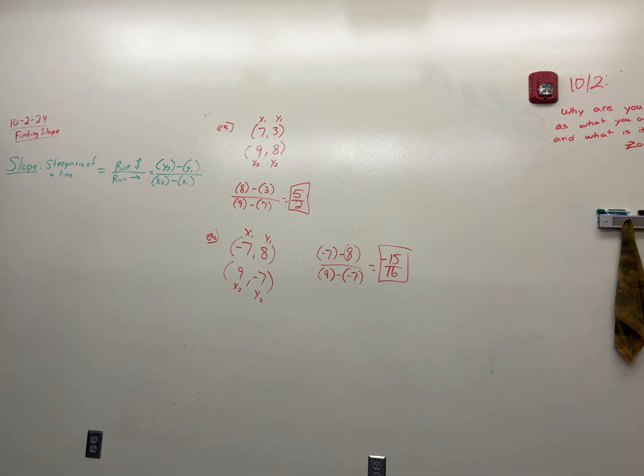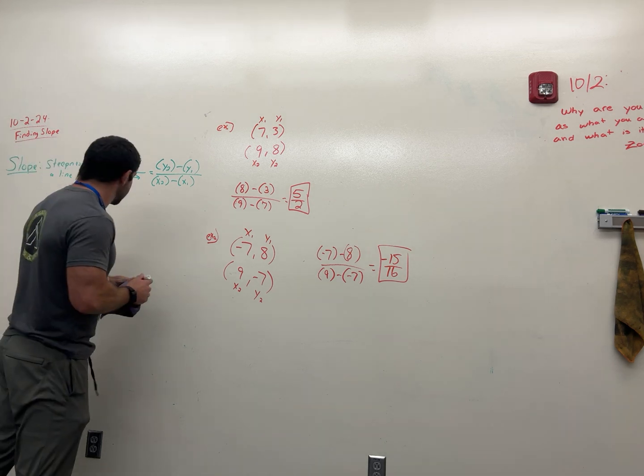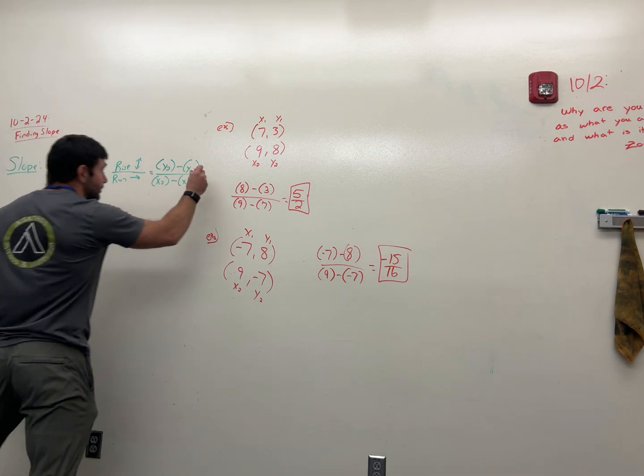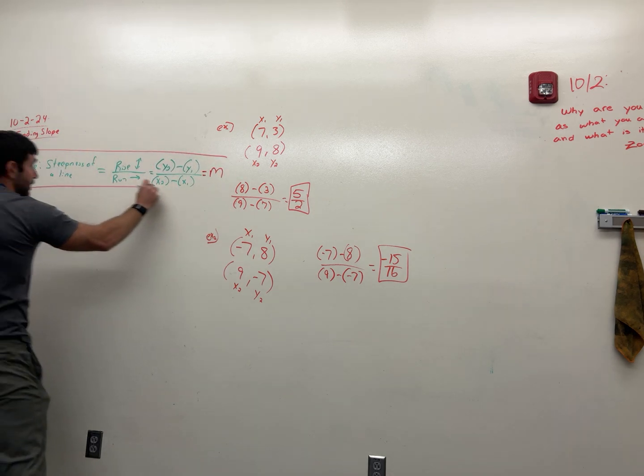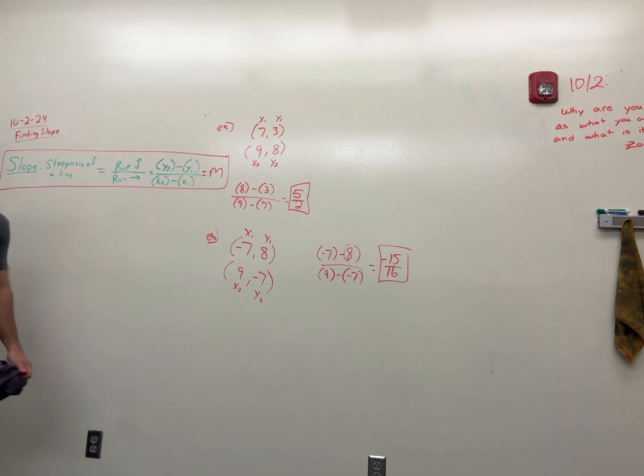Everybody else still with me? Is this hard yet? It's substituting into the formula. So we have rise divided by run. We have y2 minus y1 divided by x2 minus x1. And then last but not least, we know slope is the letter m. How do we know that? Well, we know that from our warm-up of slope-intercept form.